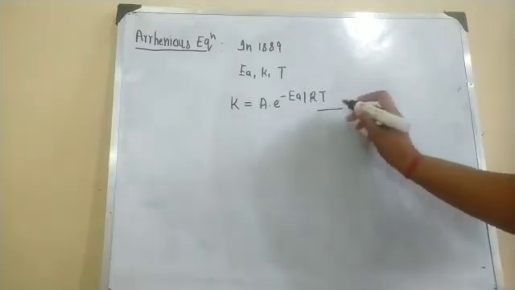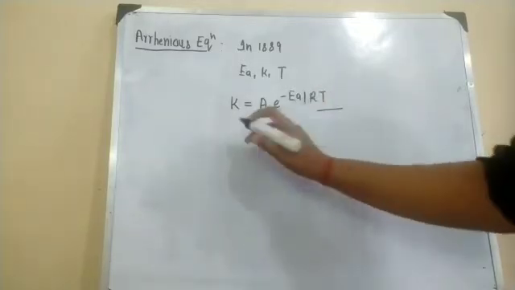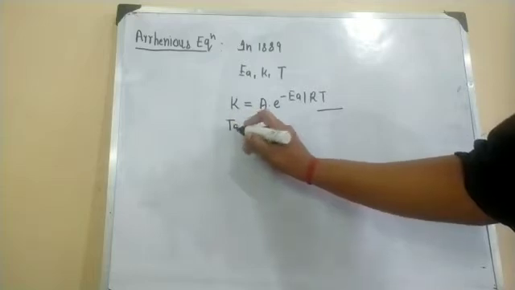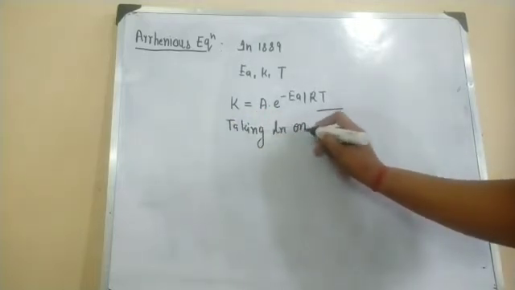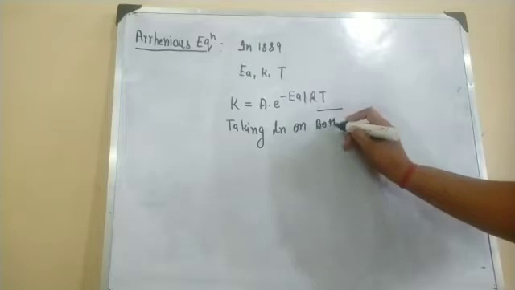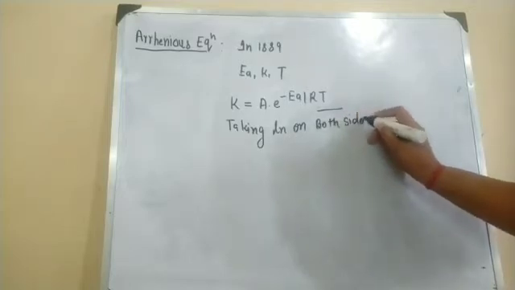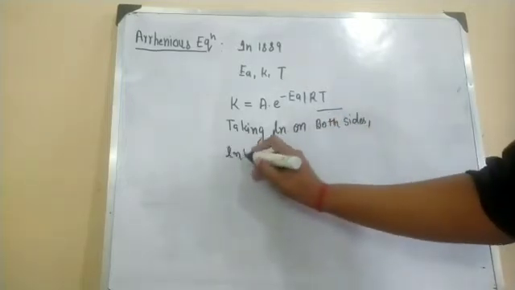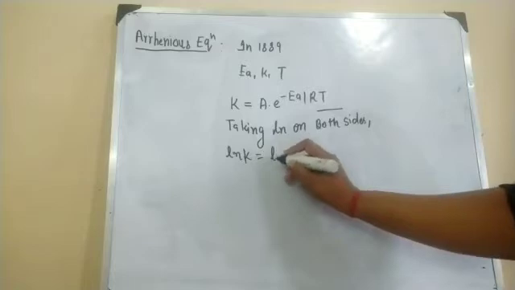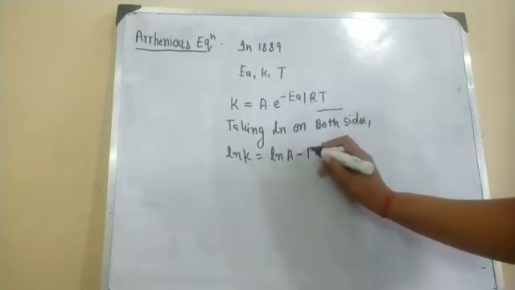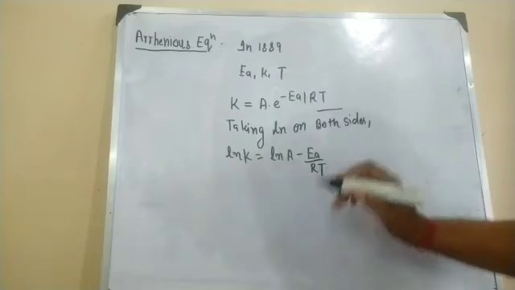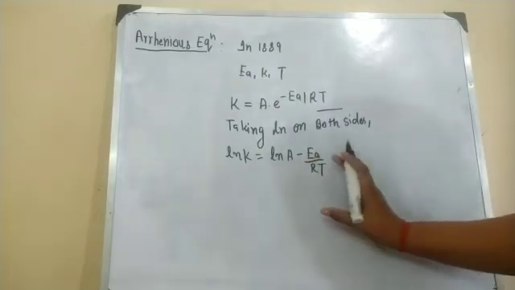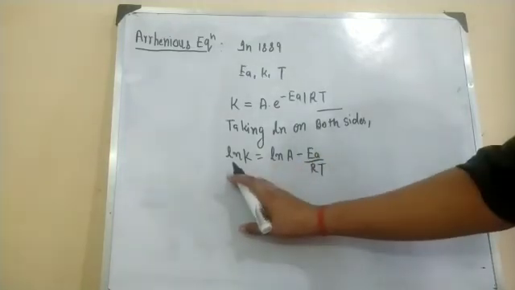This is one form. If you want another form, then you need to take the ln on both sides. So taking ln on both sides, I will get ln K is equal to ln A minus EA by RT, right? This is the equation for one temperature and one rate constant.